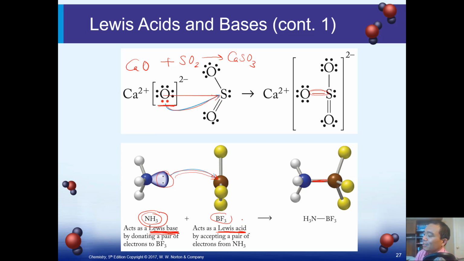Similarly, the oxide in calcium oxide is the Lewis base, and SO2 is the Lewis acid because it accepts a pair of electrons.